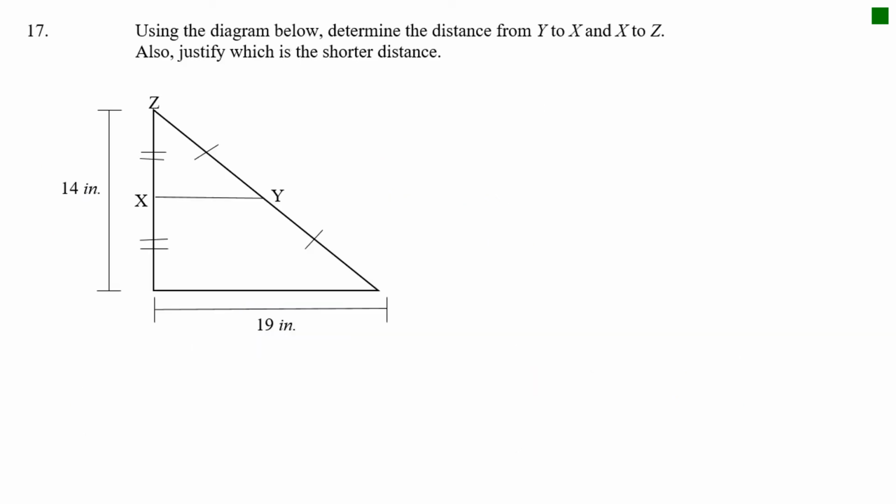(17) Using the diagram below, determine the distance from Y to X and X to Z. Also, justify which is a shorter distance. So let's start with Y to X. Y to X is right here. So we need to calculate that distance.